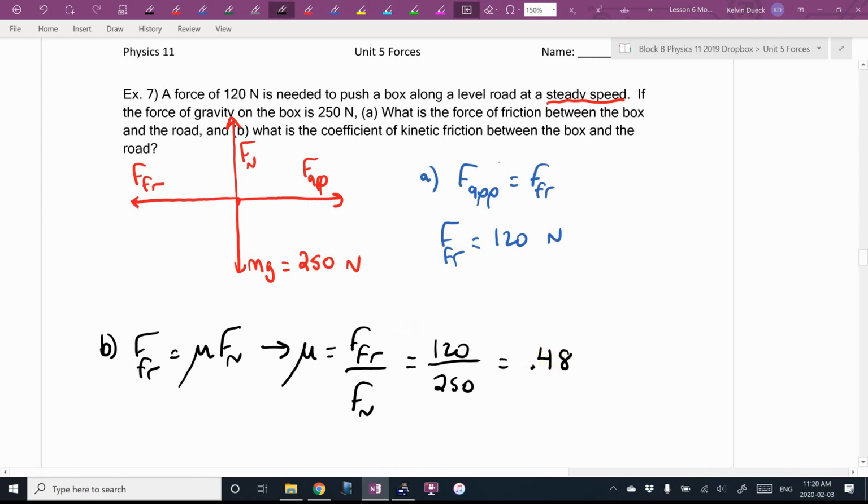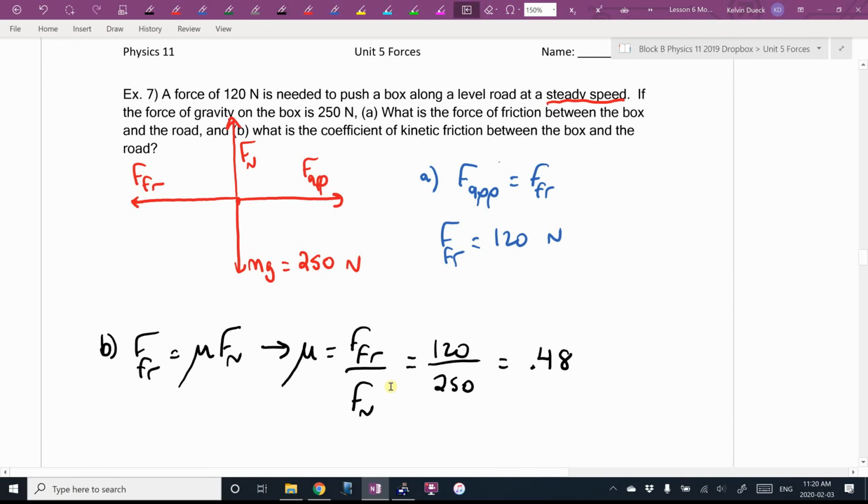Units. It's a trick question. There are none for the coefficient of friction, and you can see why. It's newtons divided by newtons. Those would cancel. Nothing left behind. So I think it's fair game. I can ask you to find a coefficient of friction.